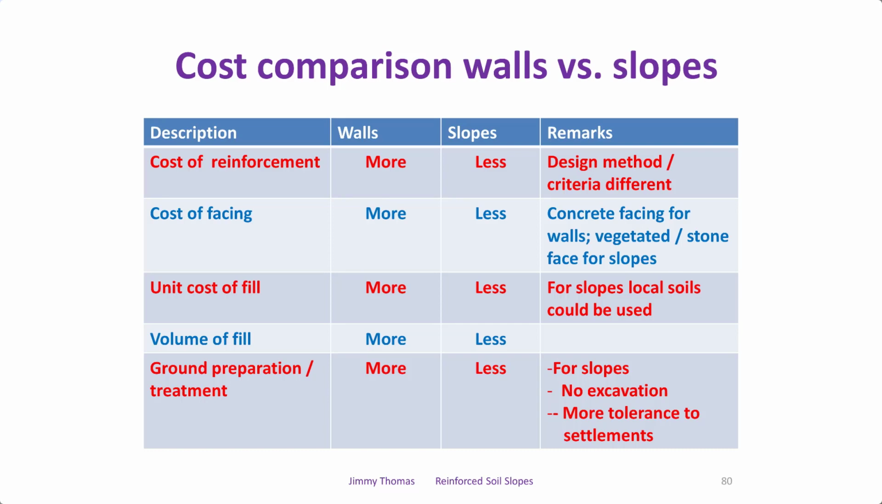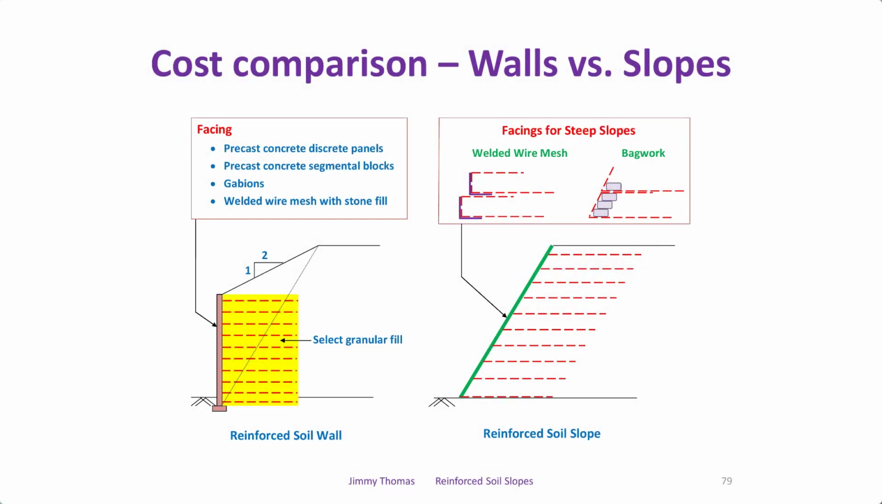Even the volume of the fill, we may not think, look here, this is the steep slope. If I go for this, I need this much extra fill also. So that also I am saving here. Of course, this is compared with the wall with the back slope. If I use a full height vertical retaining wall, of course, then the slope needs more fill.